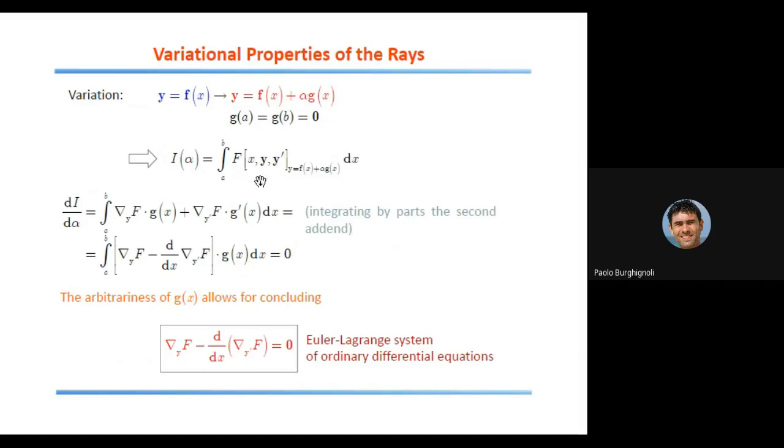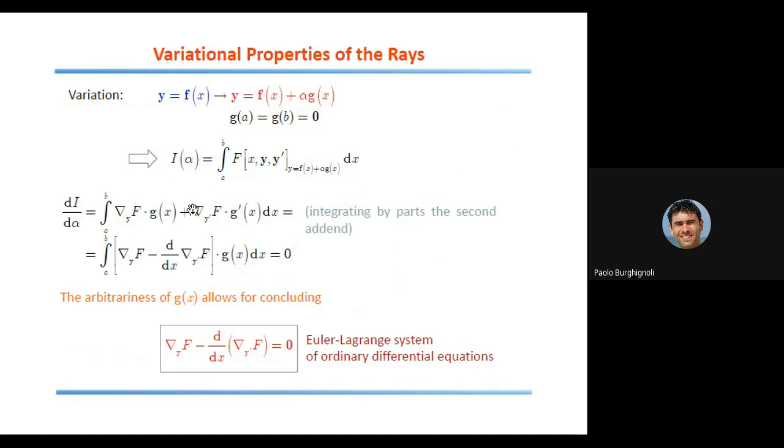If you do that, you will discover that your functional becomes a function of this free parameter alpha, because now y becomes a function of alpha inside the integral. If you differentiate now your functional with respect to the parameter alpha, this is an ordinary derivative. You can do that by differentiating under the integral sign, and you discover that your integrand becomes the sum of two addends. In the first one, you have calculated the gradient of the function f with respect to its argument y. In the second addend, you have calculated the gradient with respect to the other argument, y prime.